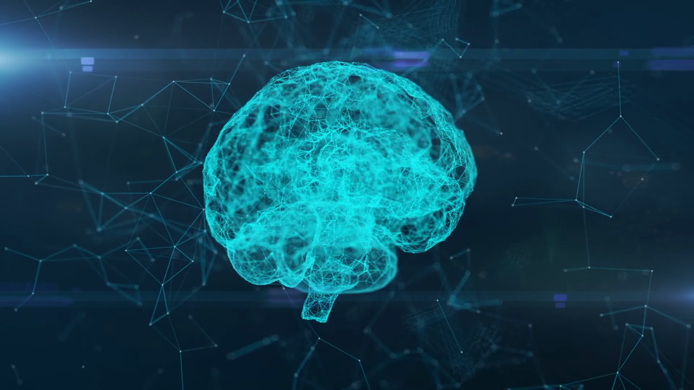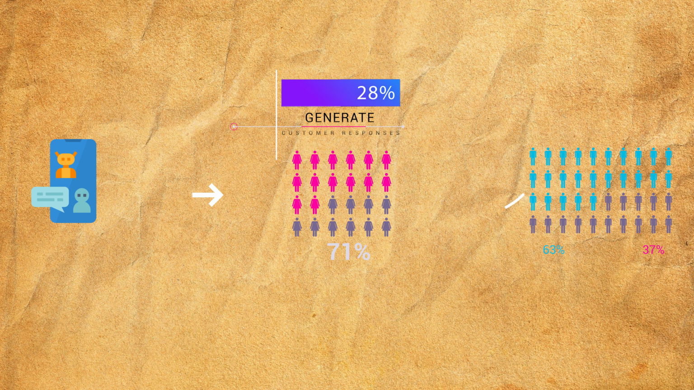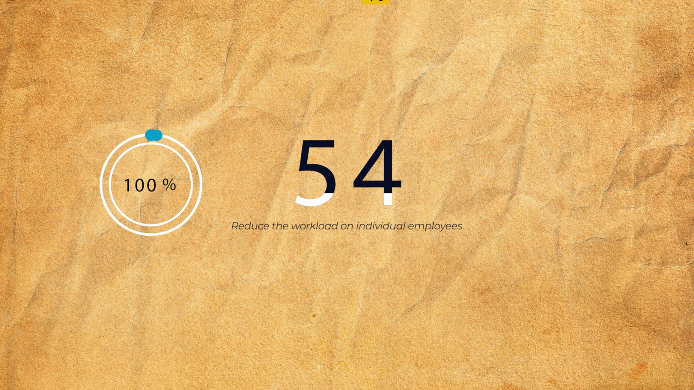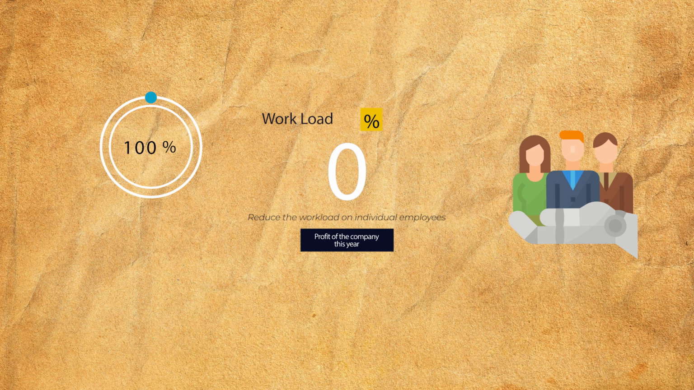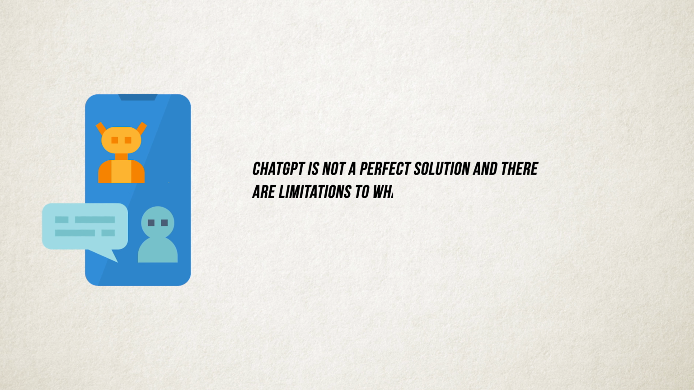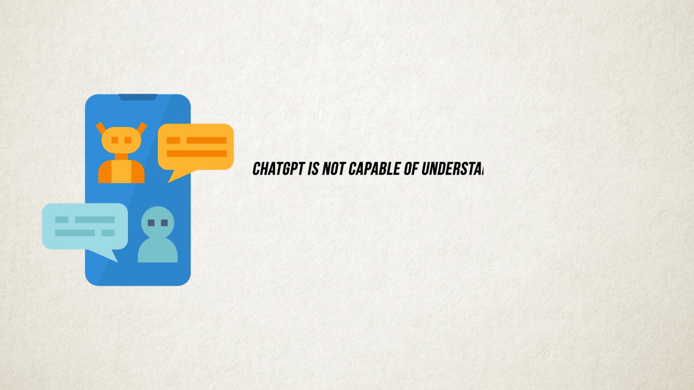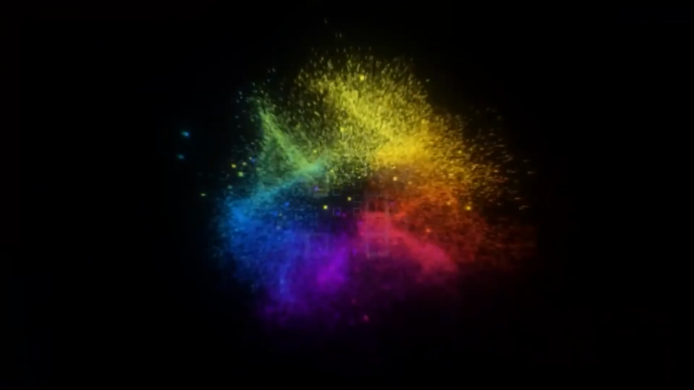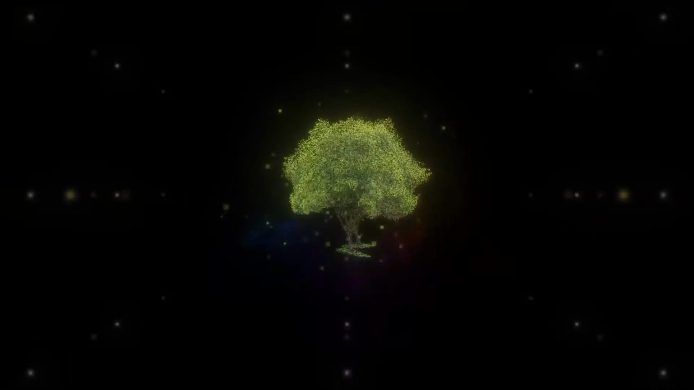Another potential application is in customer service environments, where ChatGPT can be used to generate responses to common customer inquiries or complaints. This can help improve the efficiency of customer service teams and reduce the workload on individual employees. However, it is important to note that ChatGPT is not a perfect solution and there are limitations to what it can do. One limitation is that ChatGPT is not capable of understanding the underlying meaning or intent of the input text. It can only generate responses based on the patterns it has learned from its training data.